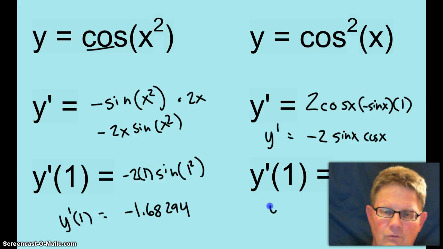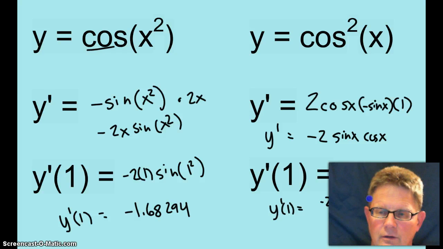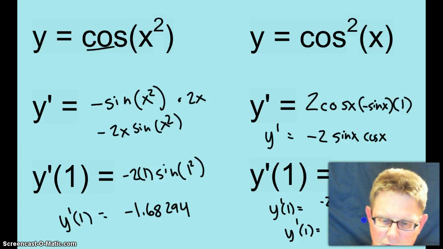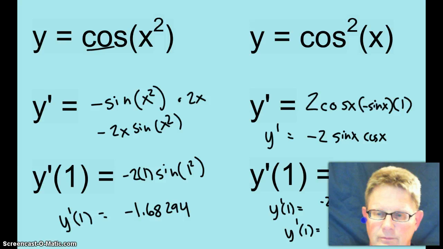So y prime of 1 would equal negative 2 times the sine of 1 times the cosine of 1. Make sure your calculator is in radians. And y prime of 1, negative 0.90929. Okay, let's go ahead and move on.